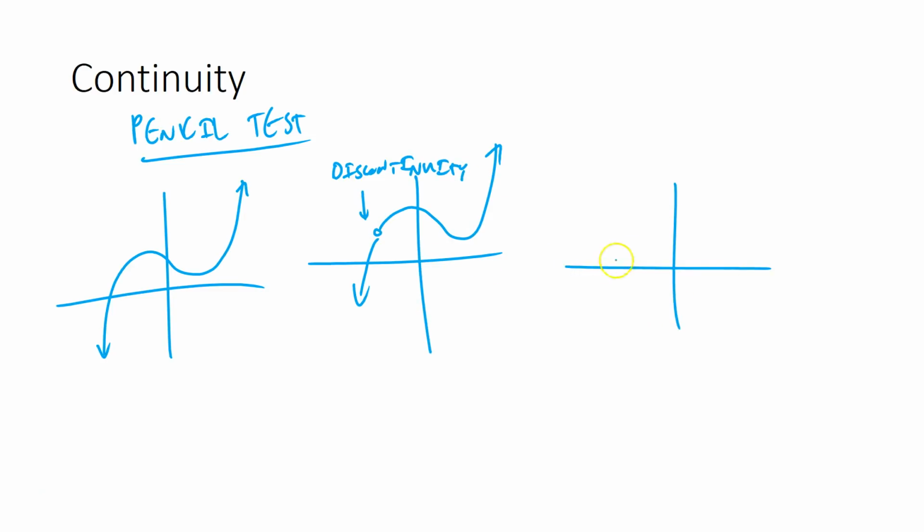Other ways, you could have like an asymptote. Okay, we've been talking a lot about those. So if you have a vertical asymptote, that is also a discontinuity. Okay, vertical asymptote wouldn't be continuous. So this pencil test, can you draw it without lifting your pencil? Well, this hole right here you would have to lift for. This asymptote you would definitely have to lift for, right?